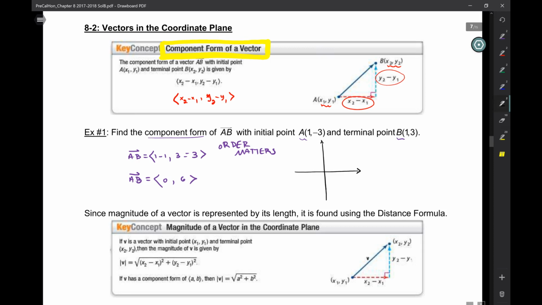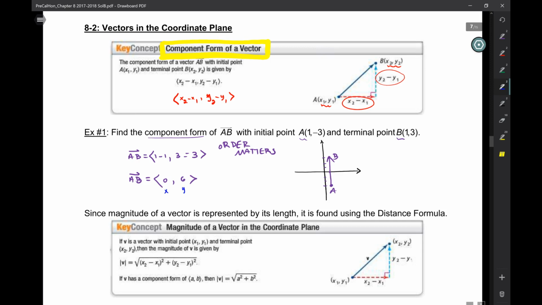Okay, let's plot A. A is 1 comma negative 3. B is 1 comma 3. And the vector goes from A to B, so it's in that direction. Now, what did my component form look like? It's 0 comma 6. So the first value there is the x. The second value there is the y.